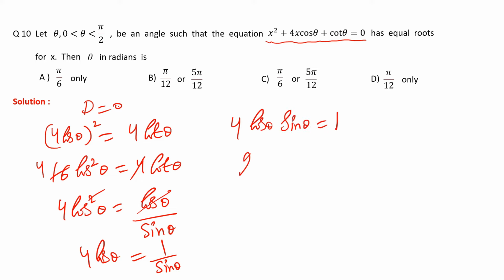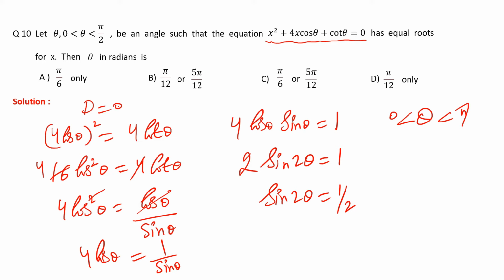This means 2 into sin 2 theta, because sin 2 theta is nothing but 2 sin theta cos theta. So 2 sin 2 theta becomes equal to 1, or sin 2 theta is equal to half. Now, since theta was lying in 0 to pi by 2, then it means that 2 theta will be lying in 0 to pi. And it covers two quadrants, first and second.